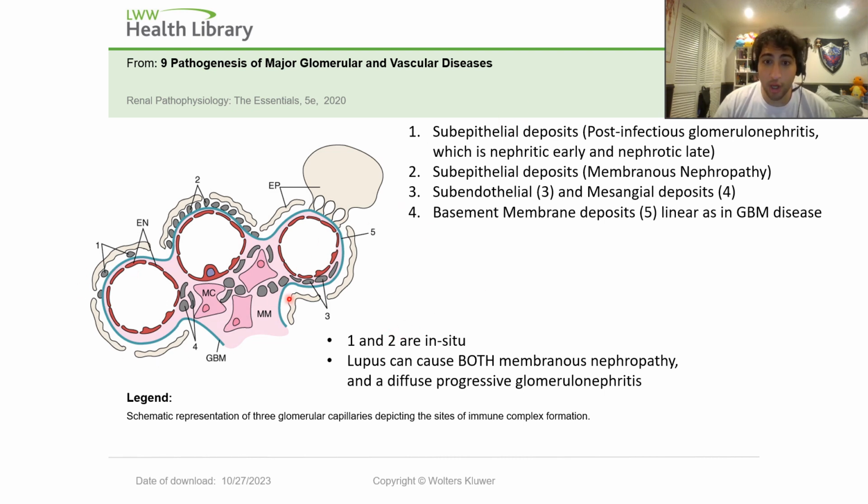Now, lupus can cause both. It can cause a membranous nephropathy and a diffuse proliferative glomerulonephritis. Because immune complex is immune complex. With lupus, you can get them here, you can get them there, you can get them everywhere. Lupus is lupus. All right. So it can present as both.